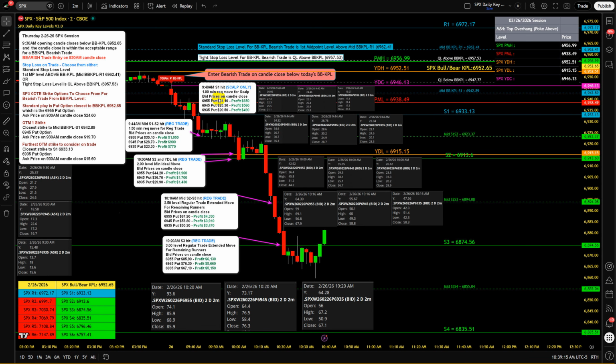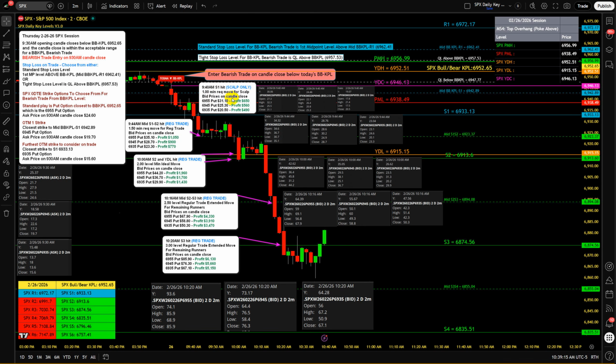Okay, so here we have a 1 level move down from the bull bear key price level to the S1 level. So how you define the move in your favor for the exit or for an adjustment on a regular trade is going to be looking at the level that you're taking the trade from, in this case the bull bear KPL level, looking in the direction of the trade, which in this case is down since it's a bearish trade, and 1 full level down is going to be the S1 level. So that would be your exit on a scalp only trade. So 1 level minimum required move for a scalp.